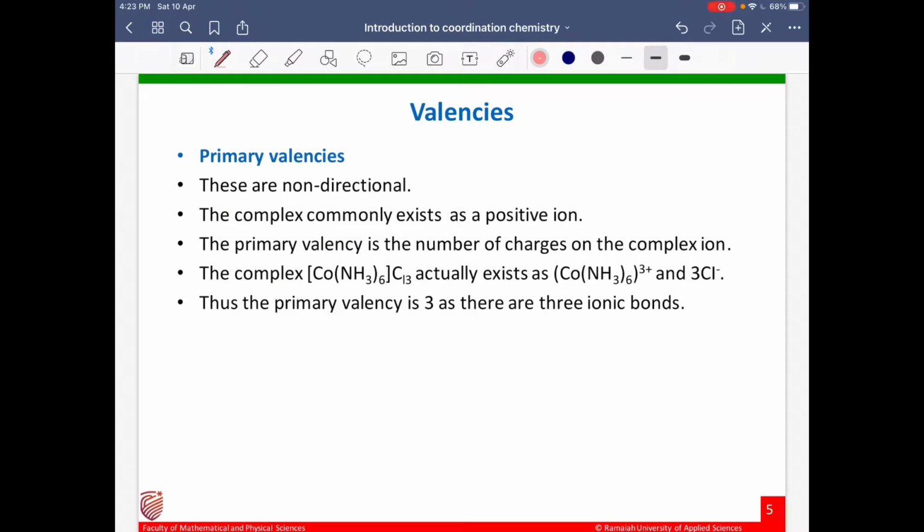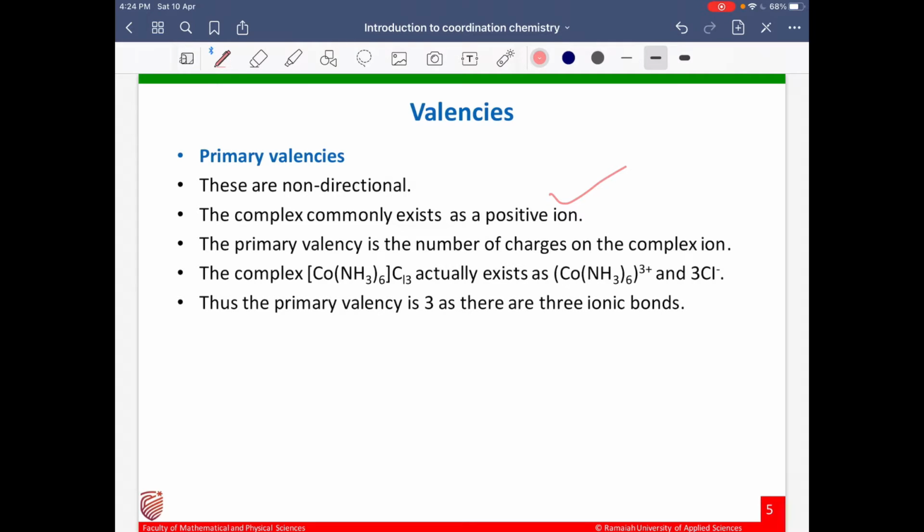We will discuss the valencies. The first is primary valencies. Primary valencies are non-directional, so primary valency will not determine the shape of the compound or complex. The complex commonly exists as a positive ion. The primary valency is the number of charges on the complex ion.